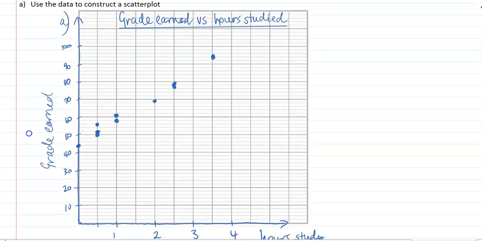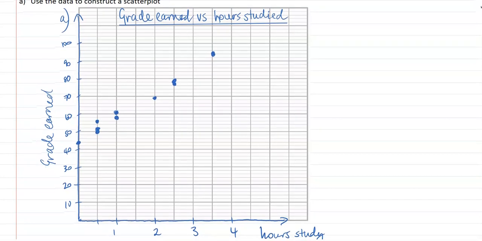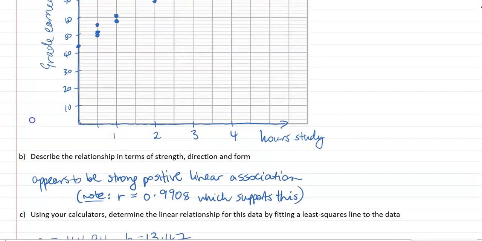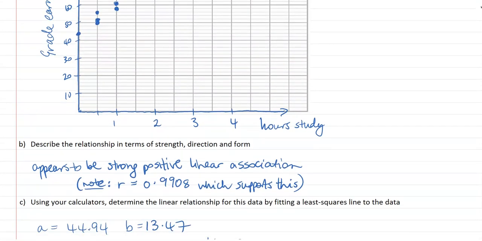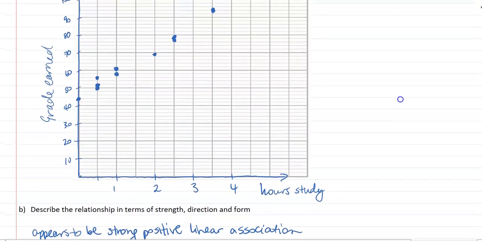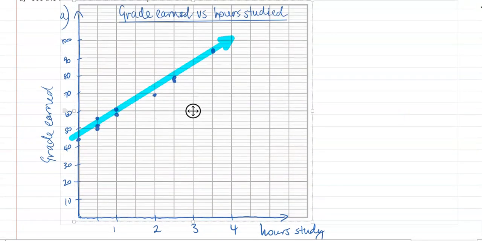There's my scatter plot. So labeled axes, appropriate scale, title, points plotted, hopefully fairly accurately. Part B, describe the relationship in terms of strength, direction, and form. Looking at the scatter plot, there appears to be a linear relationship there.